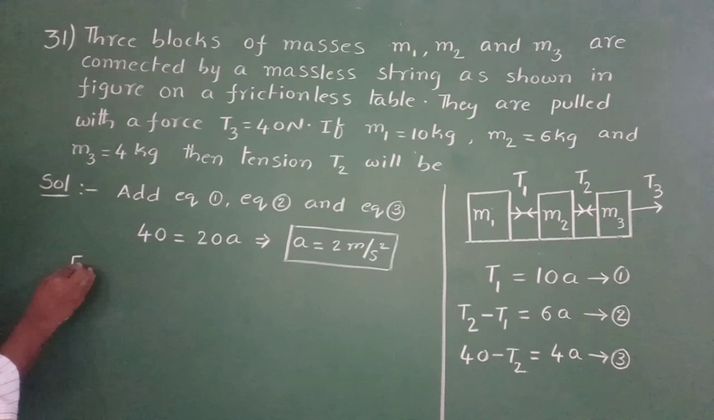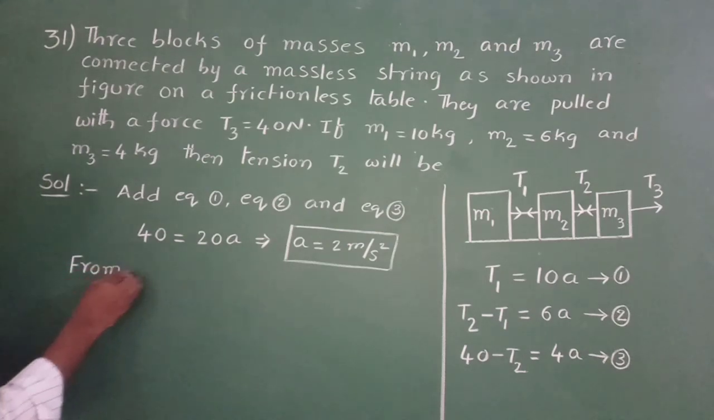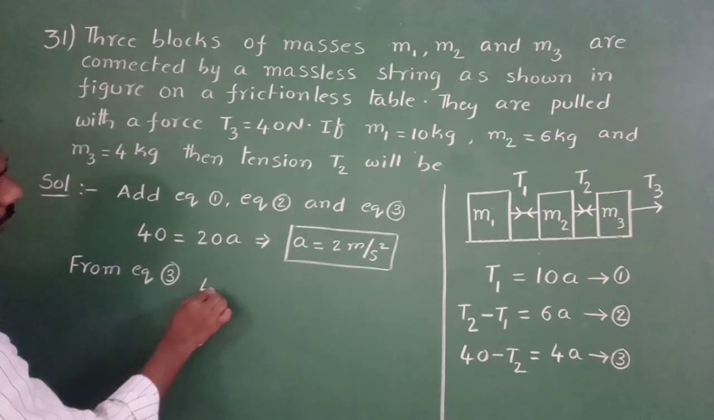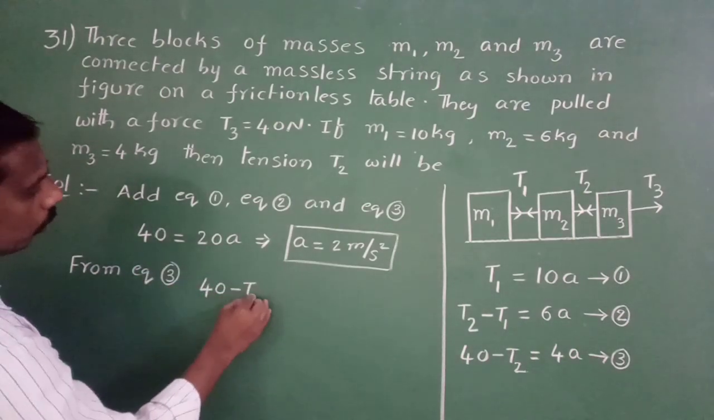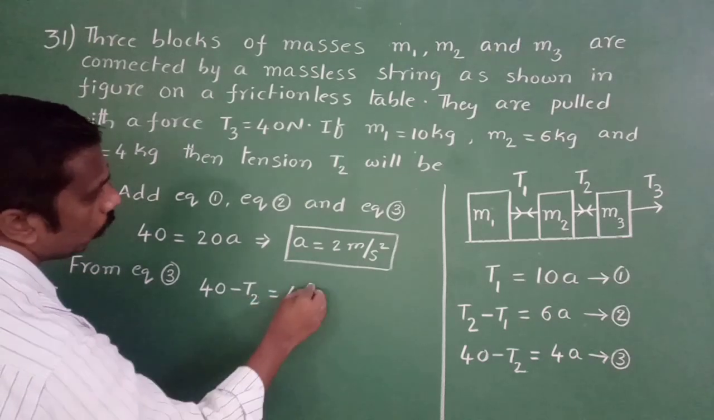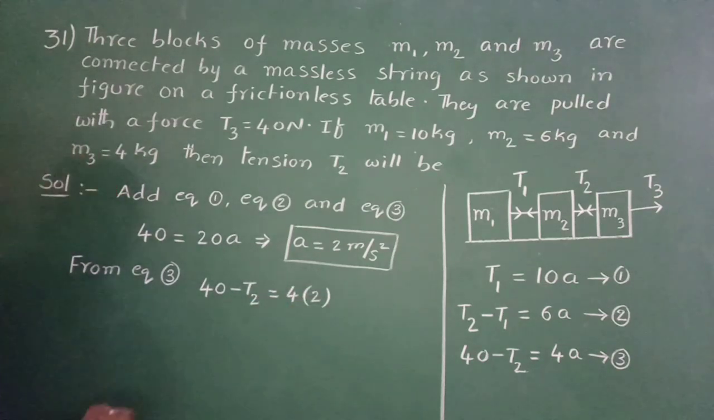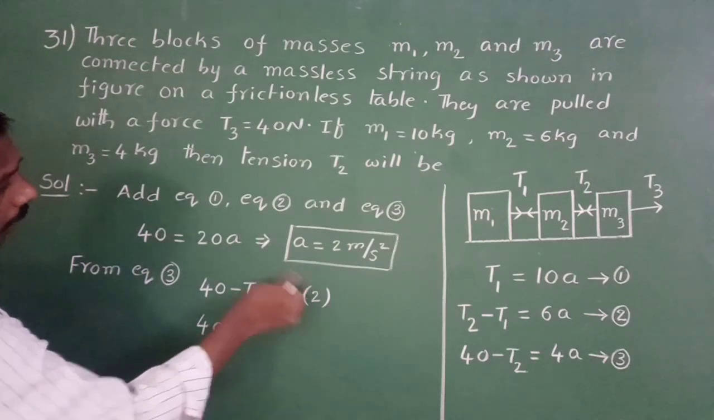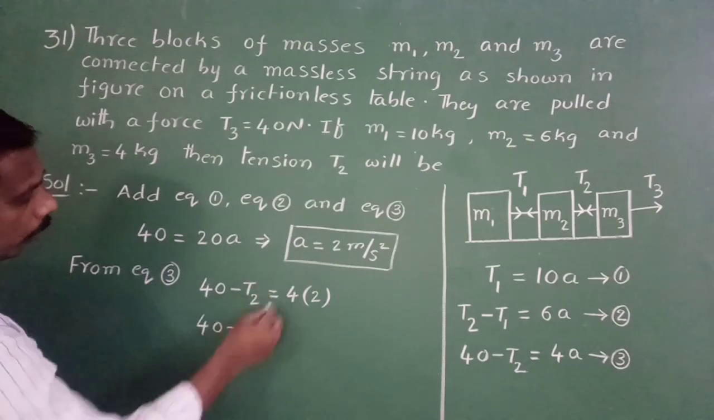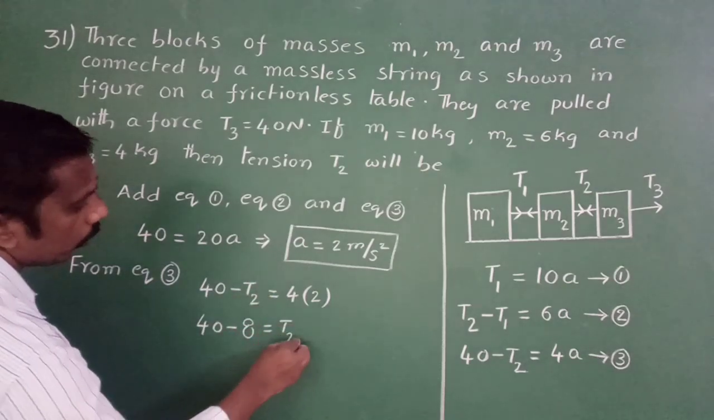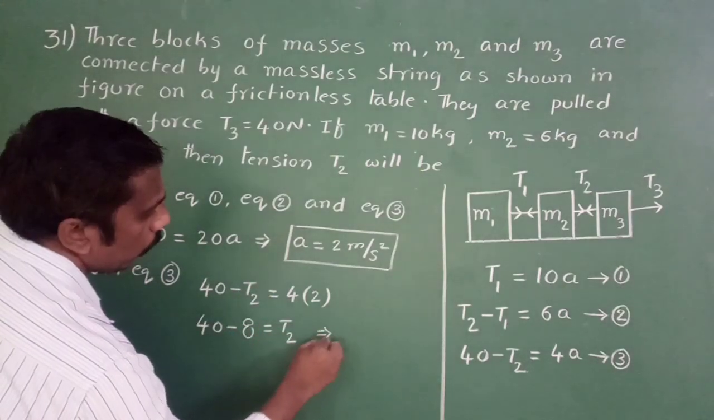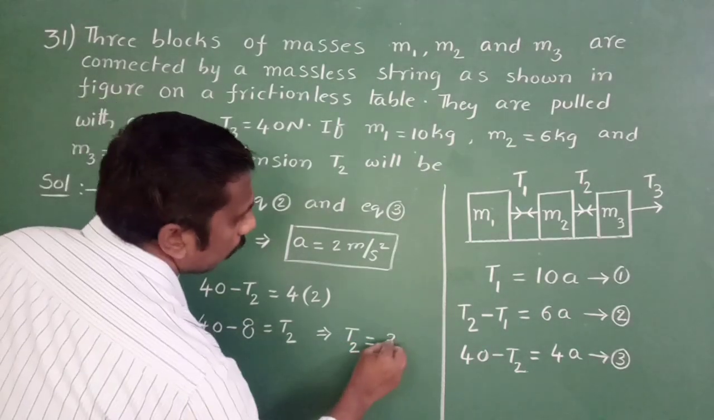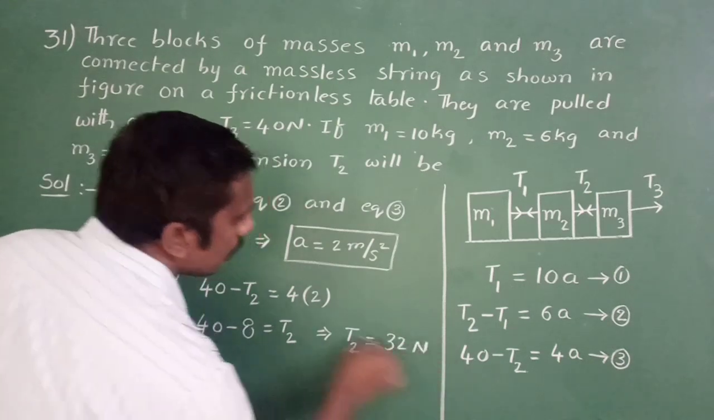So from equation 3, 40 minus T2 is equal to 4 into A, where A equals 2. 40 minus 4 twos are 8. Take this to the other side, and T2 moves to this side, so you get plus T2. Finally, we get T2 is equal to 40 minus 8, 32 Newton. This is the T2 value.